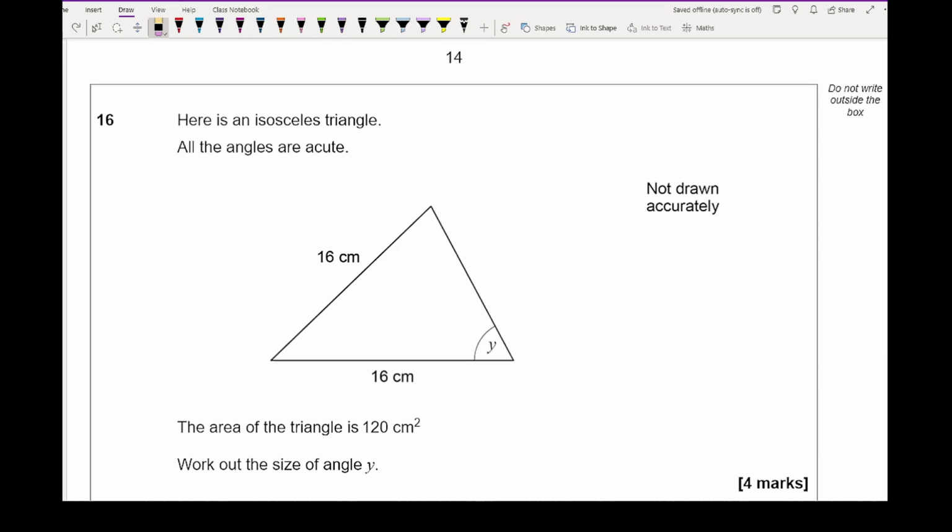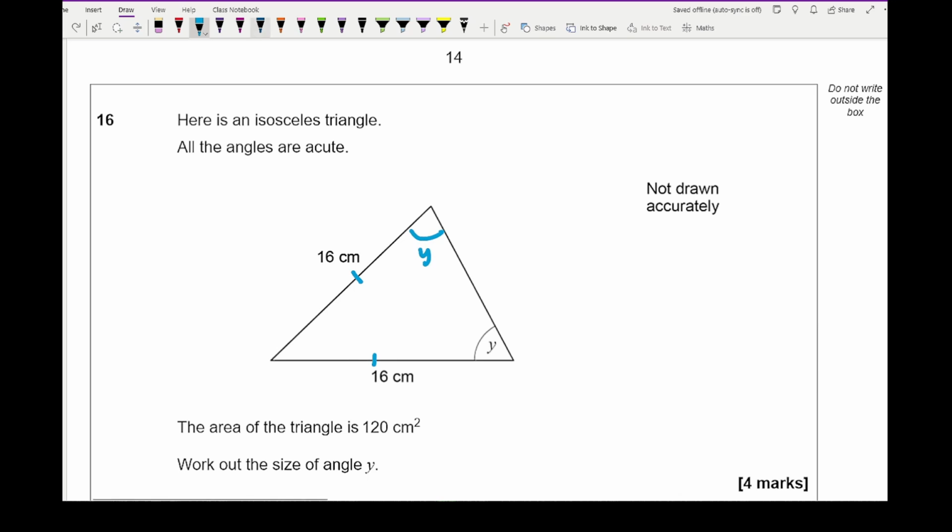Now moving on to question 16, it says here is an isosceles triangle. All the angles are acute. The area of the triangle is 120 square centimeters. Work out the size of angle y. Looking at this particular question, we know it's an isosceles triangle, so that means that this angle here is also going to be y.